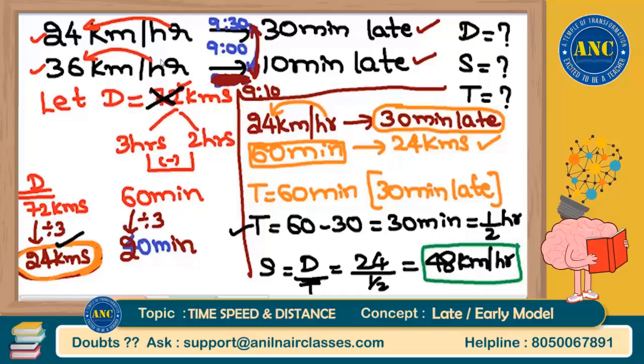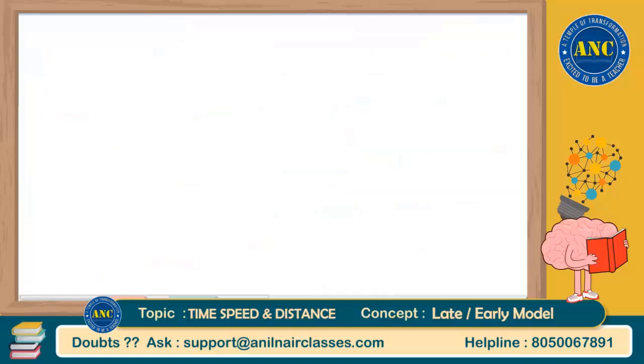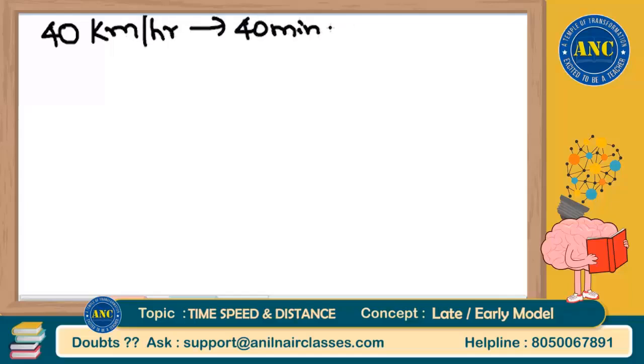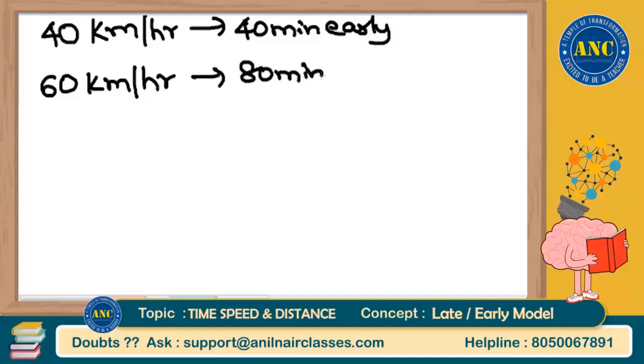Next question. Now I expect my student to solve this third question probably without using a pen. I am damn sure that you will, sir. 40 kilometers per hour, 40 minutes early. 60 kilometers per hour, 80 minutes early. Both are early in this case. Find the actual distance, actual speed, actual time.